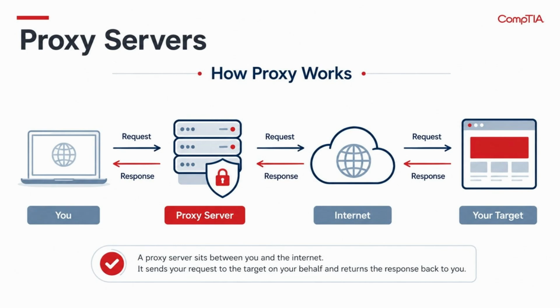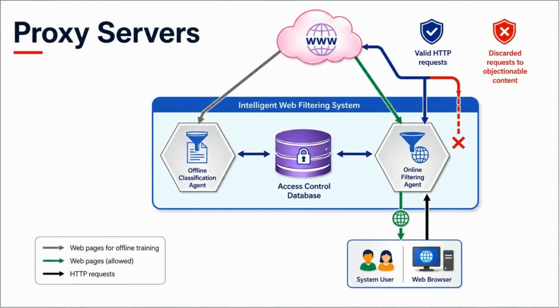This diagram illustrates the proxy server's position in the network. It sits between you and the Internet, sending requests to a target on your behalf and then returning the response to you. Here is a closer look at the request and response flow. Notice how the client never communicates directly with the destination server. The intelligent web filtering system manages the entire interaction.